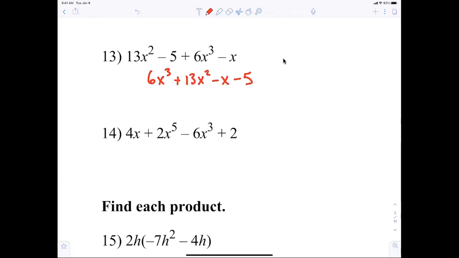Nobody? Why do you write x first? Say that again. We're doing the standard form, so we're putting the large exponents first and then the smaller ones. Well, why do you do negative x then negative 5? Because this is the constant. Oh, the constant goes at the end. And if you want, you can think of that as x to the 0. Okay?